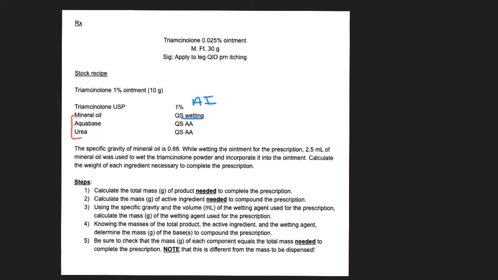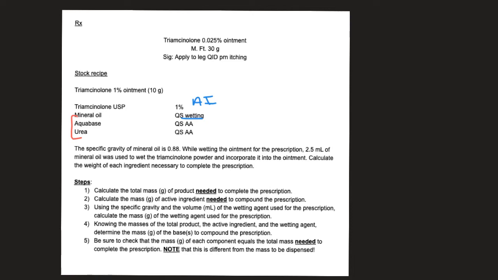So we know that the specific gravity of mineral oil is 0.88. While wetting the ointment for the prescription, 2.5 milliliters of mineral oil was used to wet the triamcinolone powder and incorporate it into the ointment. We're going to calculate the weight of each ingredient necessary to complete the prescription.